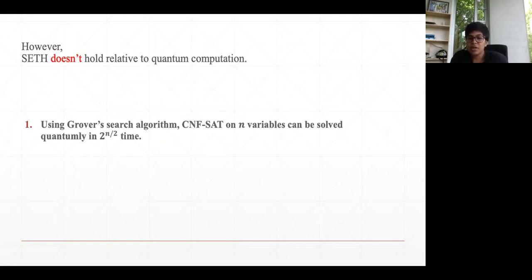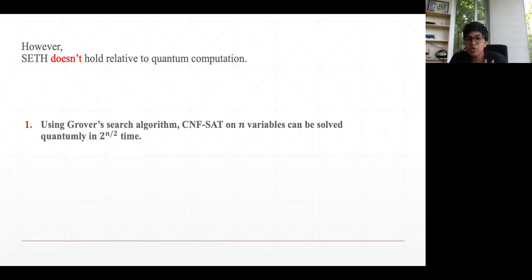That is because of the Grover search algorithm. For people who are not familiar with it, it is just an unstructured search algorithm. Say you have n items and you want to search for a particular item. Classically you can do that in n time, but quantumly using Grover search, you can do it in root n time. So it is quadratically faster than the classical algorithm, okay?